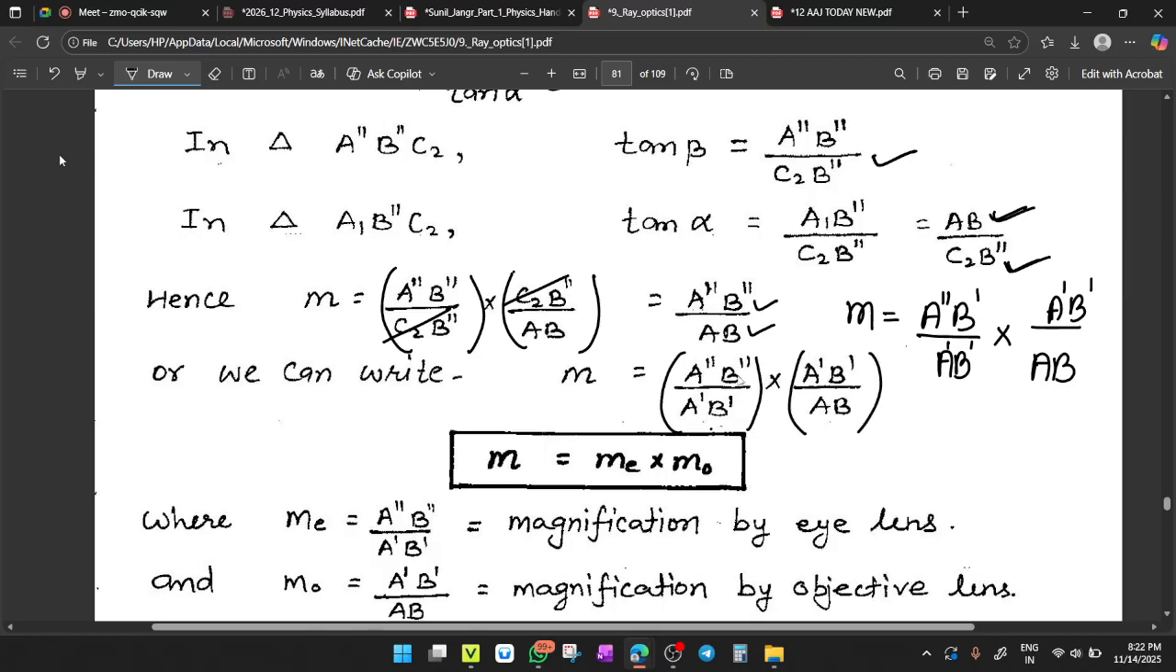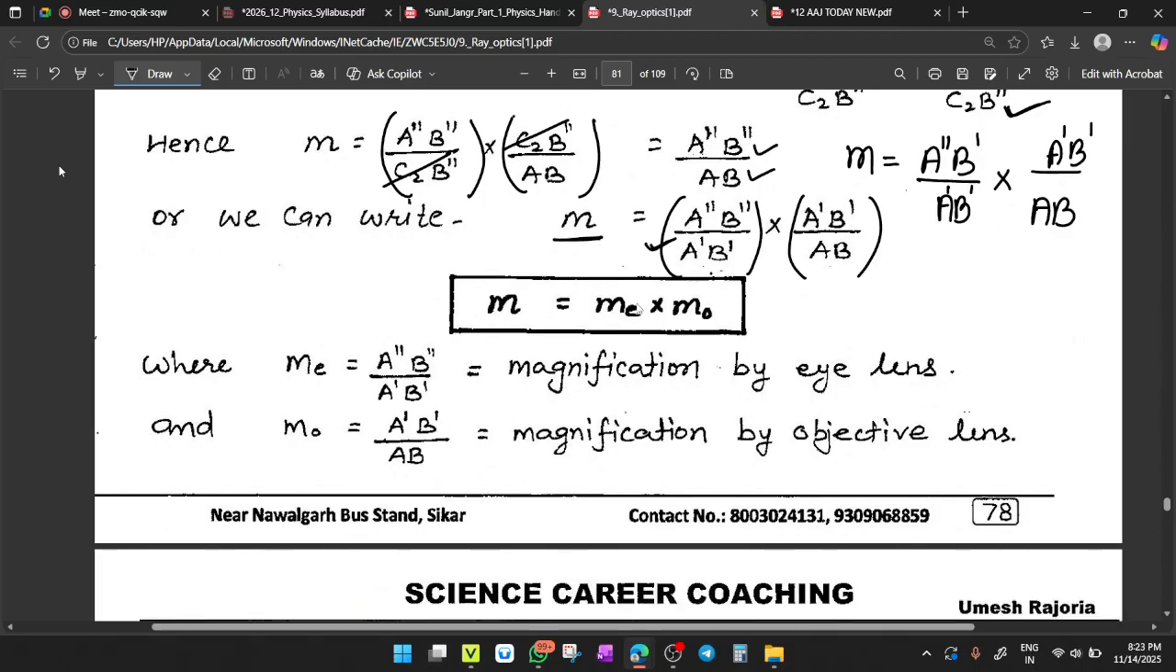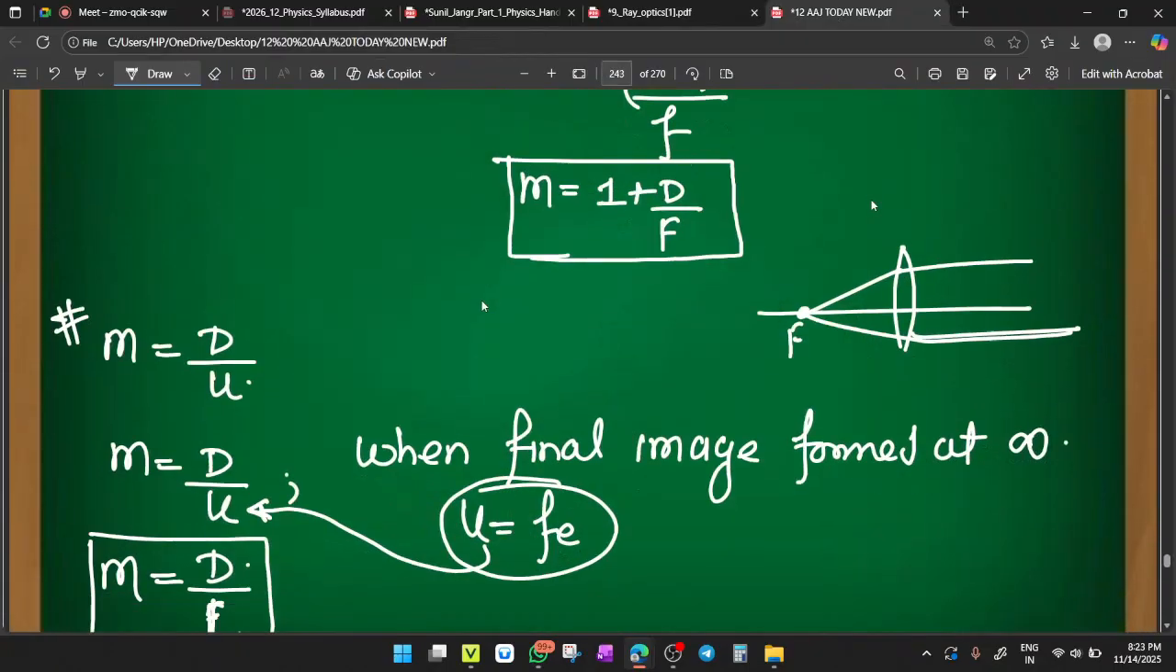Now check, what is A''B'' upon A'B'? This is the magnification produced by the eye lens. Because what is M? Magnification for the lens equals height of the image upon height of the object. So A''B'' is the height of the image for the eye lens and A'B' is the height of the object for the eye lens. So this becomes magnification for the eye lens and this becomes magnification for the objective lens. Okay, so we have final magnification M equals ME into MO.